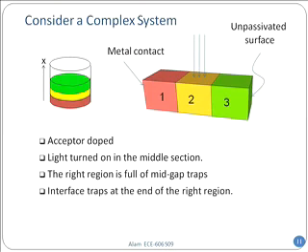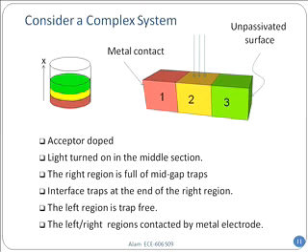Now, I said the interface trap is on the end on the right side, and the left region, which is red or magenta, that region is trap-free. So I should not have any recombination there. And these are contacted by metal contacts.